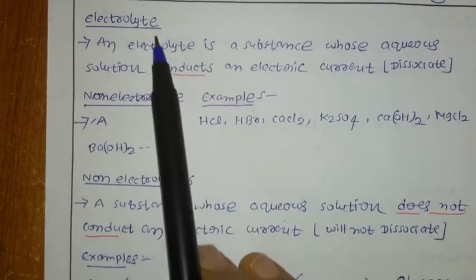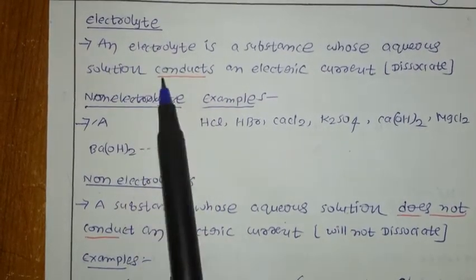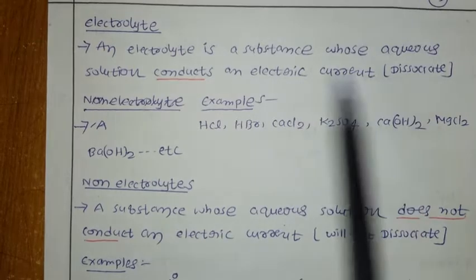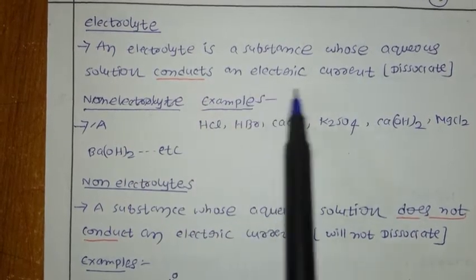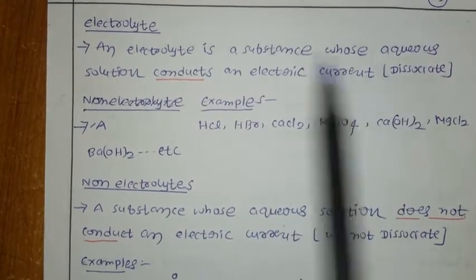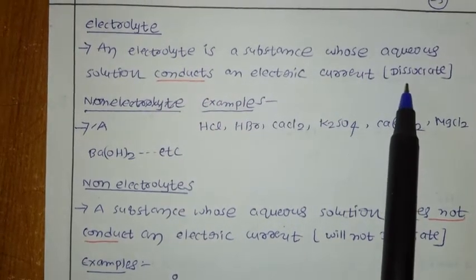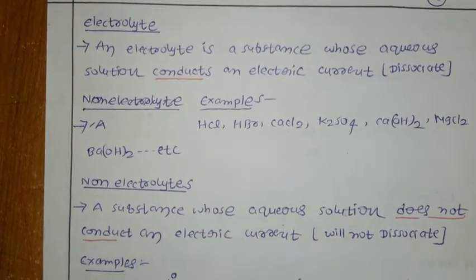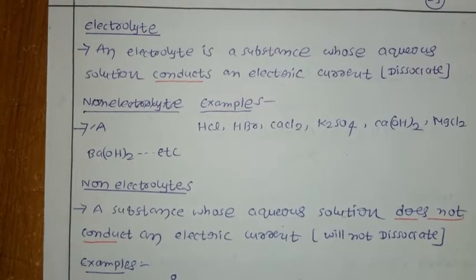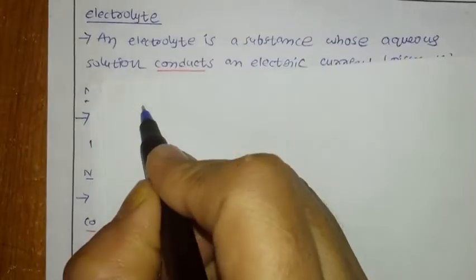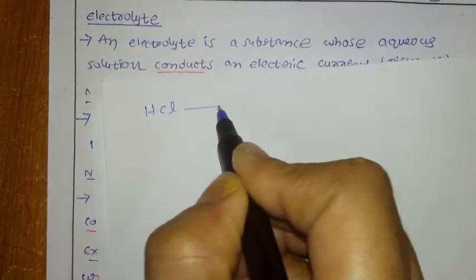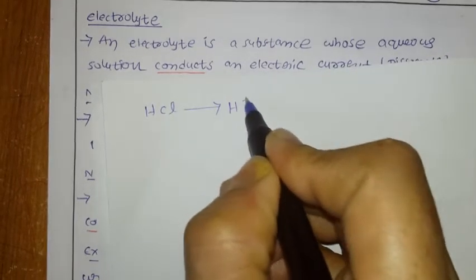So, what does electrolyte mean? An electrolyte is a substance whose aqueous solution conducts an electric current. Simply, an electrolyte is going to dissociate. For example, if you take HCl solution, HCl is going to ionize in water as H+ and Cl-.